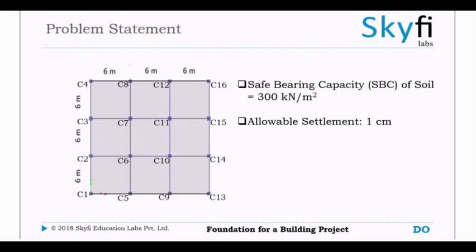Here is the problem statement: the footing or slab size is 6 meter by 6 meter by 6 meter, as you have seen previously, and the columns are given. The safe bearing capacity of the soil is given as 300 kilonewton, the allowable settlement is 1 centimeter. This is the problem statement, and you should make the earlier calculation before you start working in SAFE.